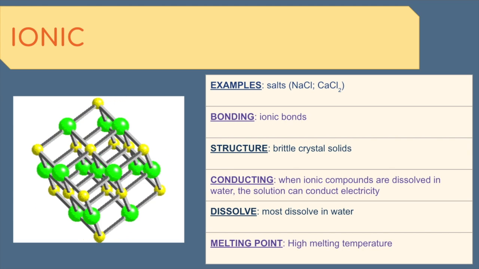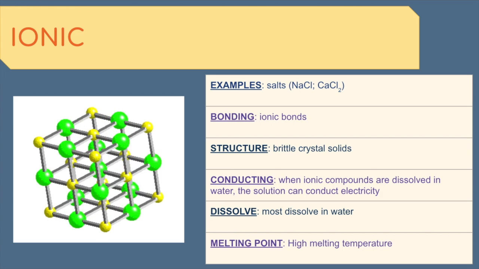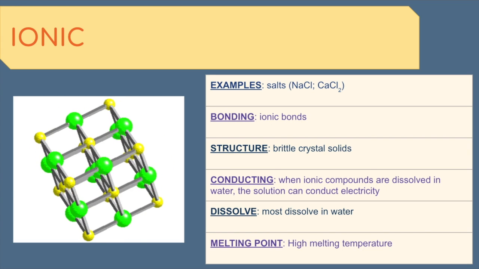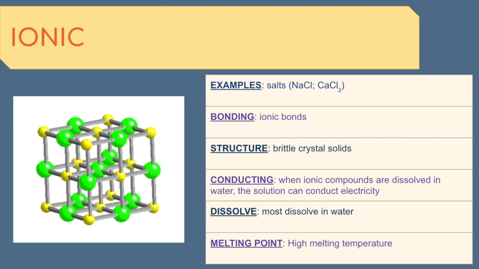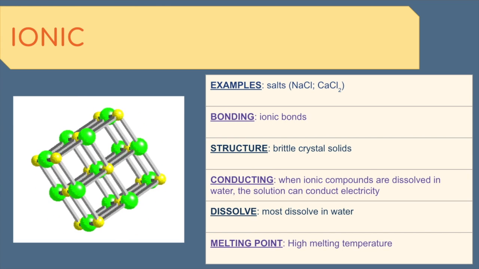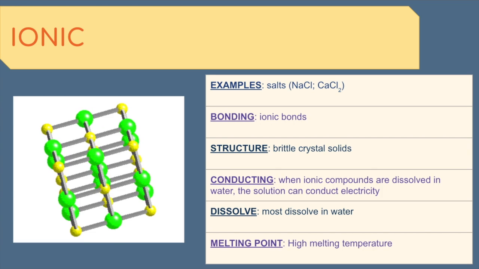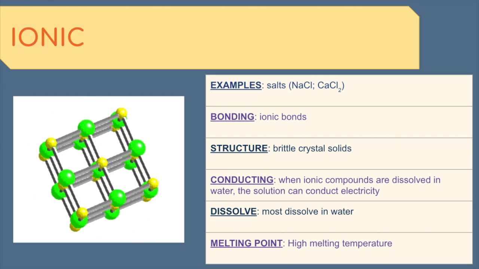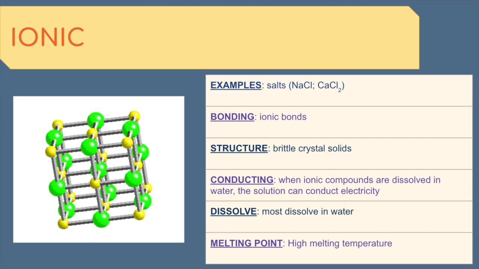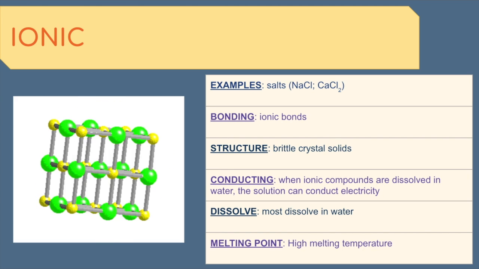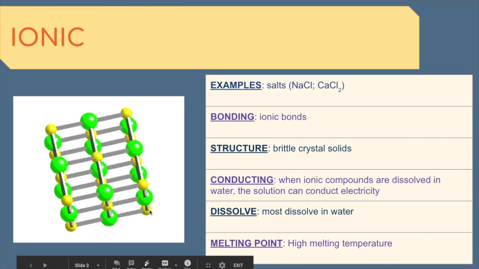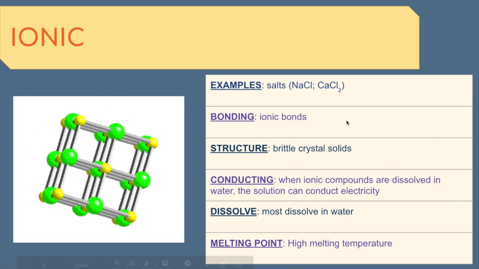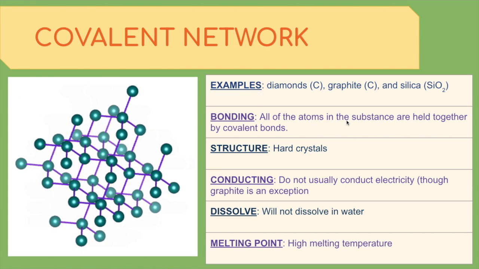Most ionic compounds are salts, like NaCl, which is table salt, or calcium chloride. These are held together by ionic bonds because it is a bonding of a metal and a nonmetal. And so the structure of this is going to be a brittle crystal structure. If you look over here at the diagram, you can see it's similar as far as it has quite a bit of structure compared to what we saw with the covalent network.